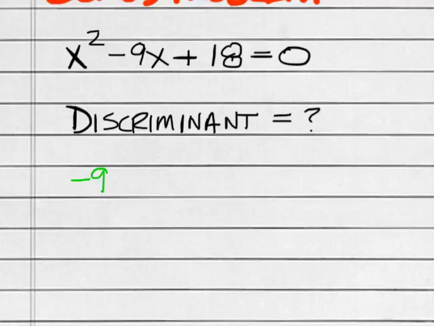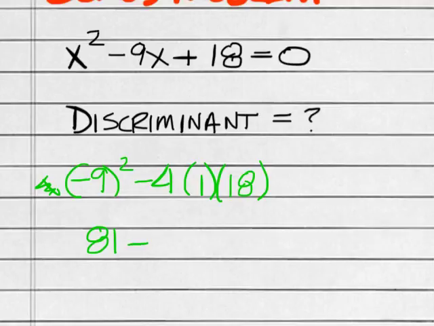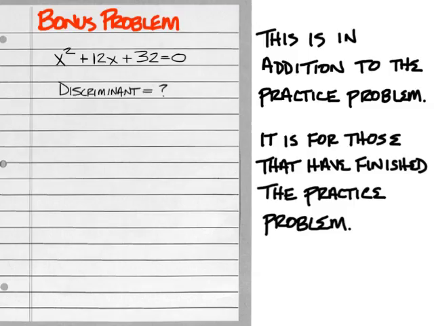You should have negative 9 squared minus 4 times 1 times 18, which is 81 minus 72. The answer is 9. Here comes another one.